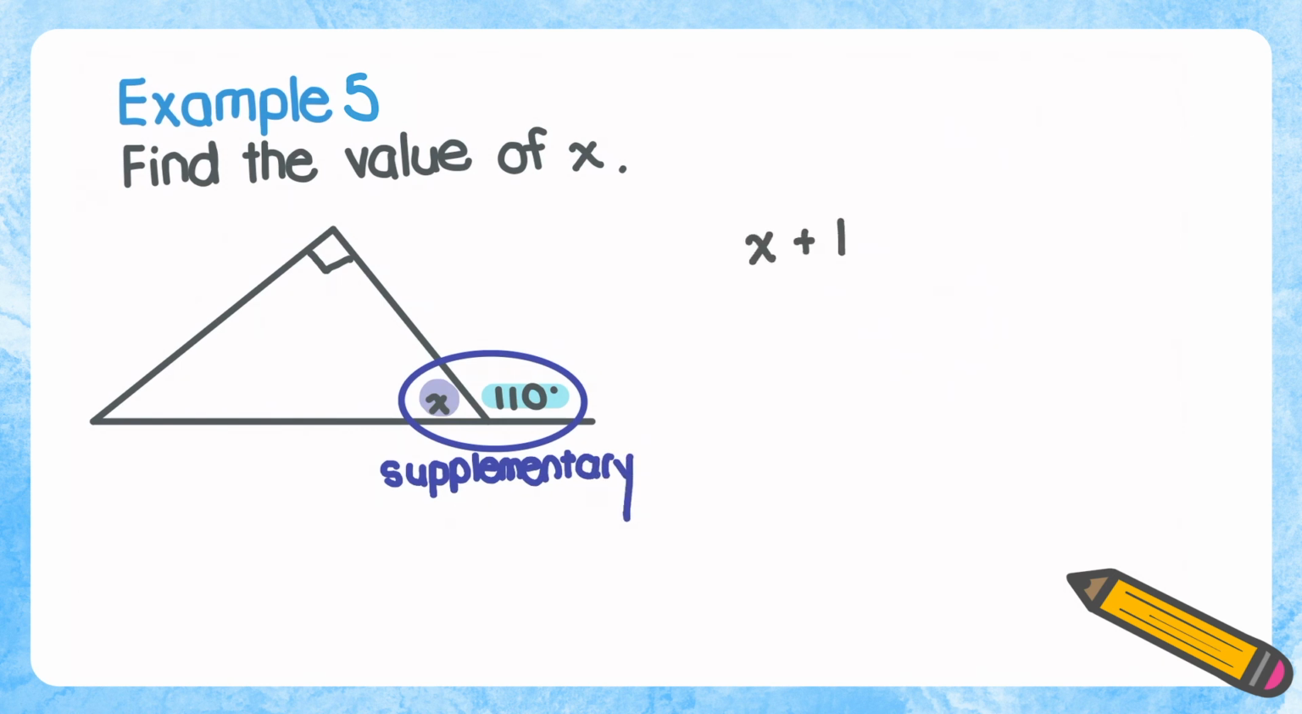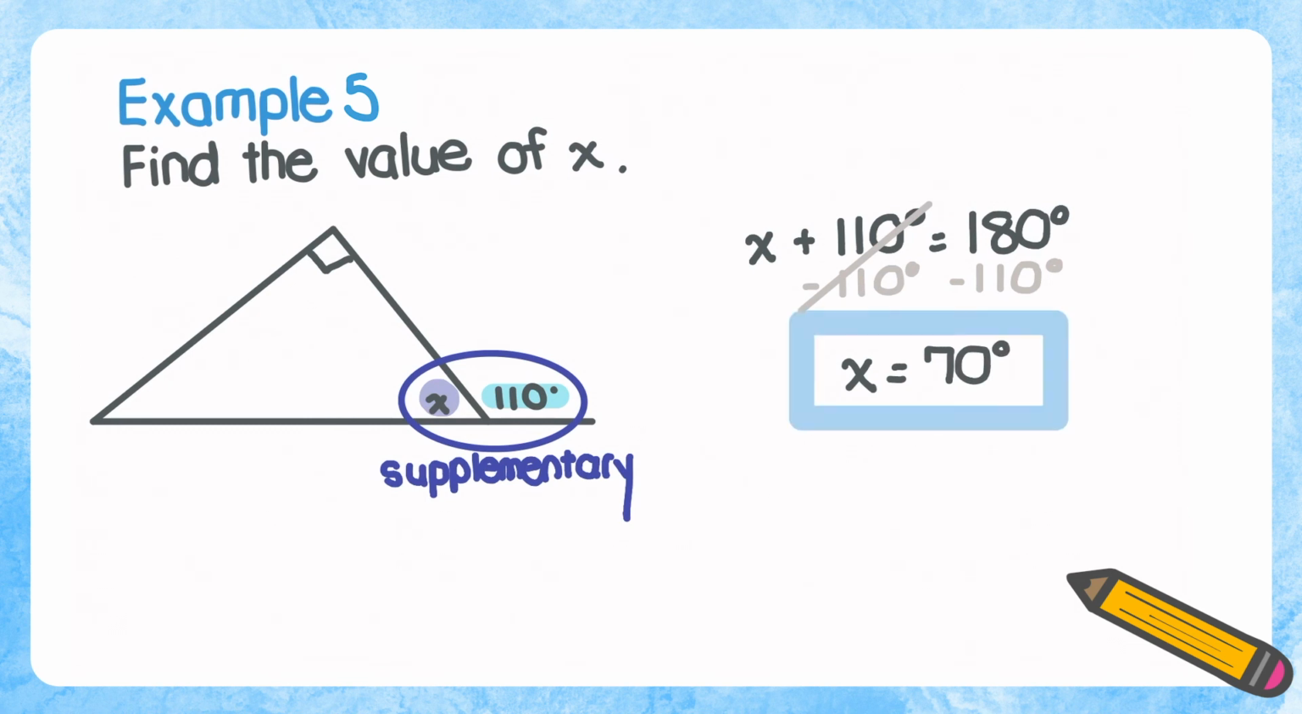And we know that supplementary angles add up to 180 degrees. X plus 110 degrees equals 180 degrees. To solve for x, let's subtract 110 degrees on both sides. We're left with x equals 70 degrees. In this example, once again, we use the fact that the angles are supplementary. We did not use the exterior angle theorem.